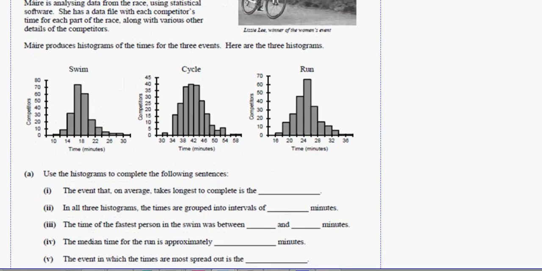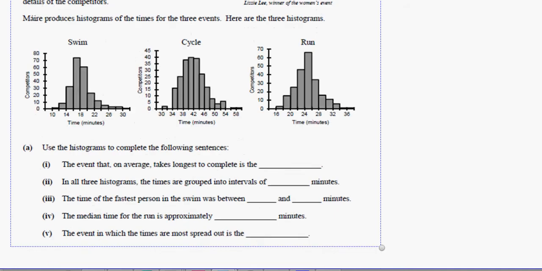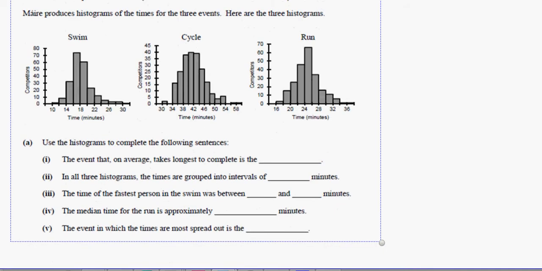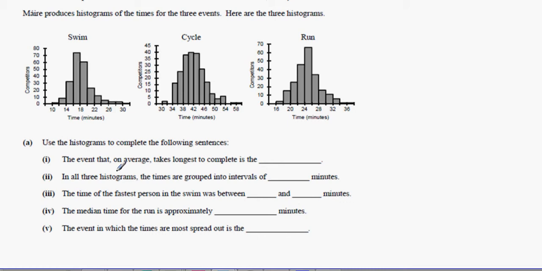The event that takes longest on average to complete: on average would be sort of in the middle. Swimming takes about 18 minutes in the middle, cycling takes 42, while running takes about 24 to 26. So the cycle is the longest event to complete.